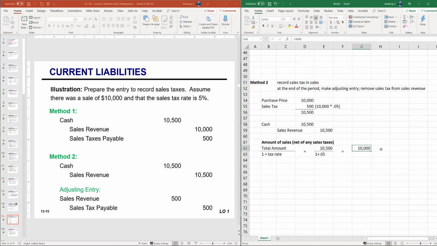So this is our amount of sales. If we take our total amount and subtract out the amount of sales, we have the total amount of sales tax. Since we want to remove the amount of sales tax from the sales revenue account, we'll debit sales revenue for the amount of sales tax we're trying to remove. And this $500 really just represents sales tax payable, so we'll credit sales tax payable for $500.